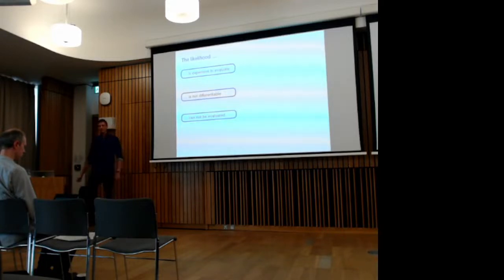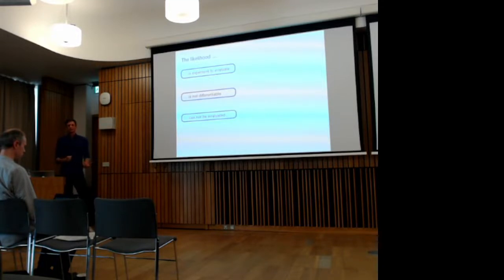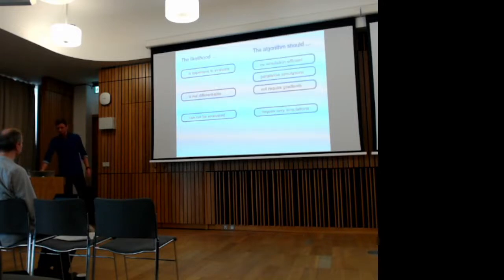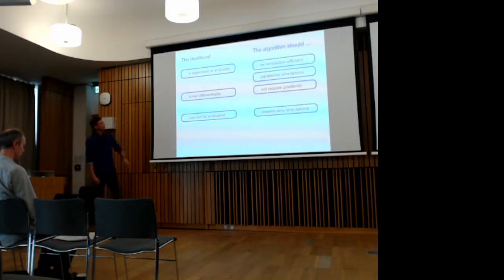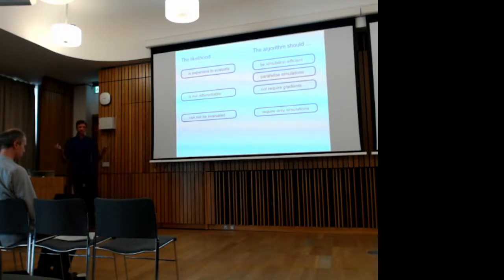So given these constraints, I'm now going to write down a wish list of properties that an ideal algorithm would have such that we can still perform Bayesian inference. First of all, we would like this algorithm to be very simulation efficient. We would like to run the simulator as few times as possible because, you know, it's expensive. Secondly, we would like to be able to parallelize simulations such that we can just throw 100 different parameter sets on a supercomputer and run them at the same time. Thirdly, we don't want to use gradients because they might not be available. And lastly, we only want to require simulations and not likelihood evaluations.